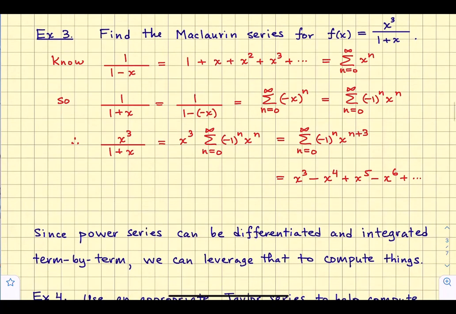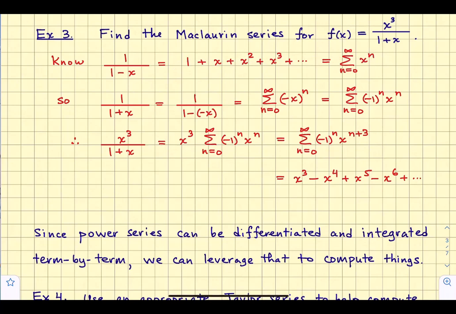Let's look at another example. Let's find the Maclaurin series for the function f of x equals x cubed over 1 plus x. Well, this function is somewhat familiar because if we think of the standard geometric series, 1 over 1 minus x has this as its infinite series. Notice that this is its Taylor series.